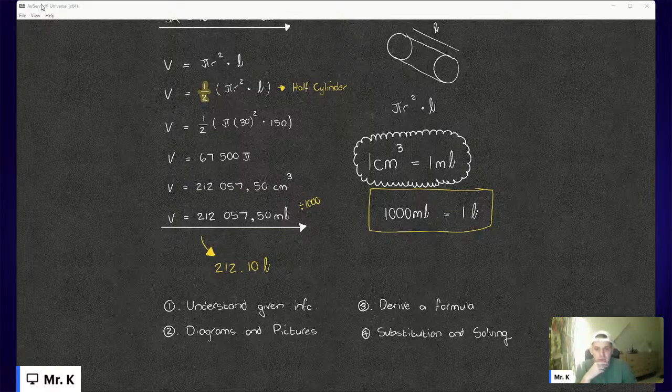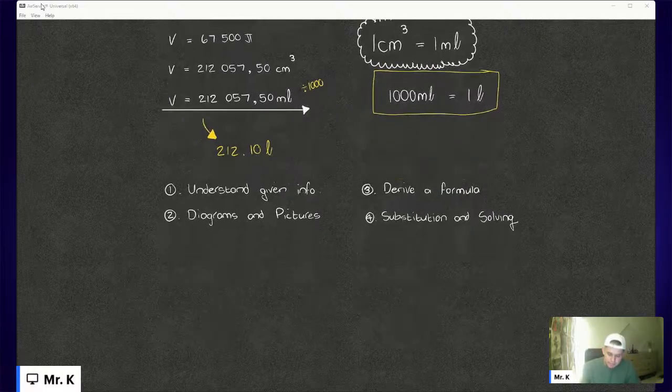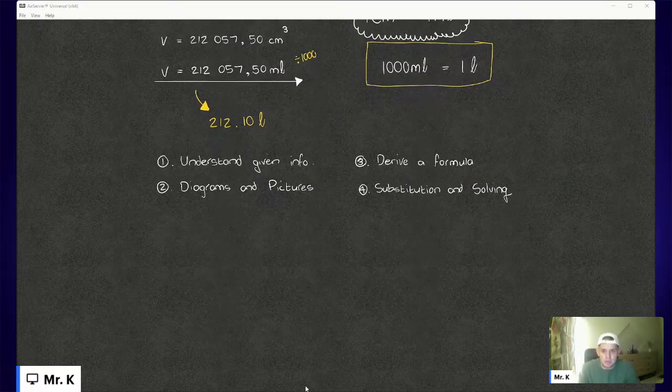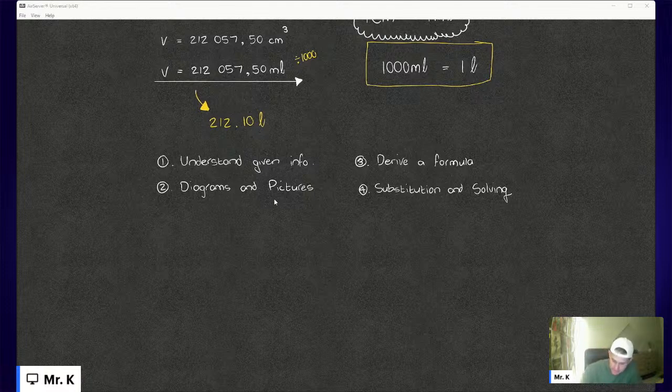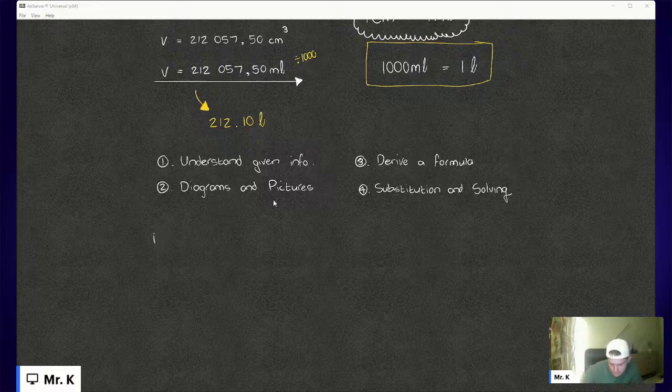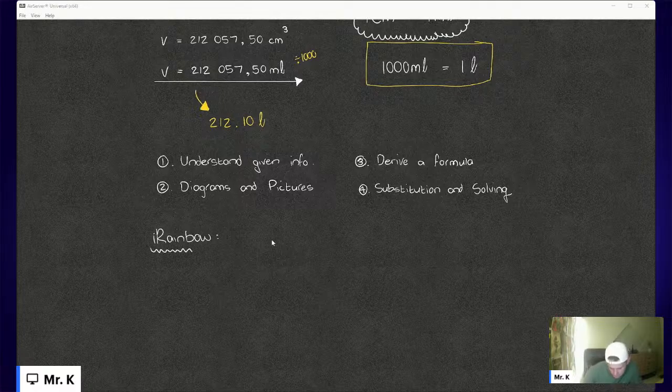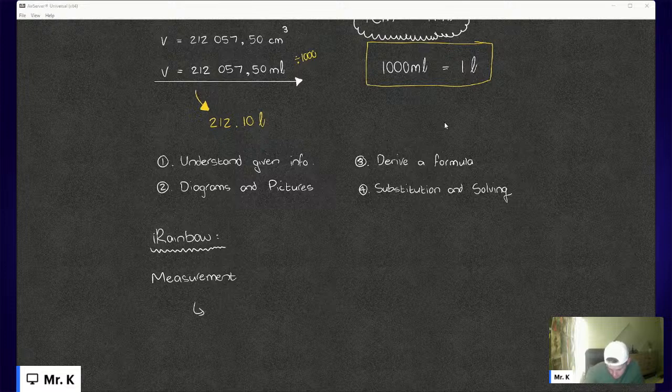Okay, so guys, I unfortunately am unable to stream iRainbow for today. I do apologize for that. But if you want to practice work like this, you can obviously use your textbook, but I would suggest also taking a look at iRainbow. If you go to iRainbow and you click on the very first topic, measurement, under this you will find perimeter, area, volume, and surface area, right?